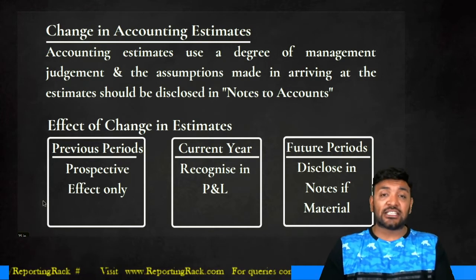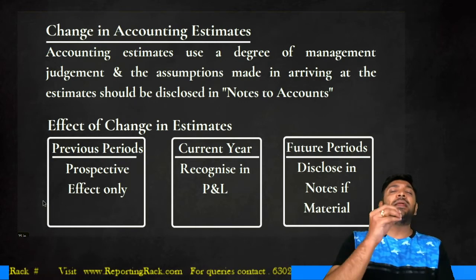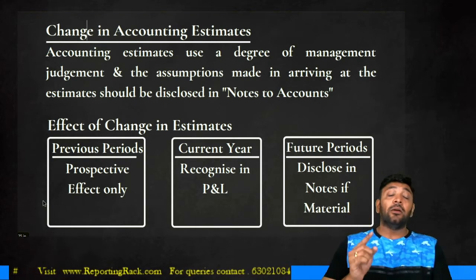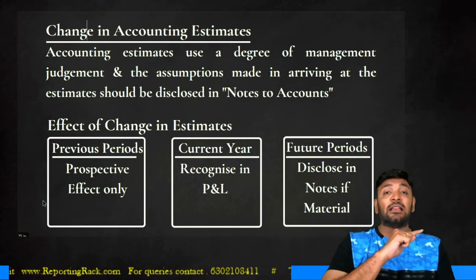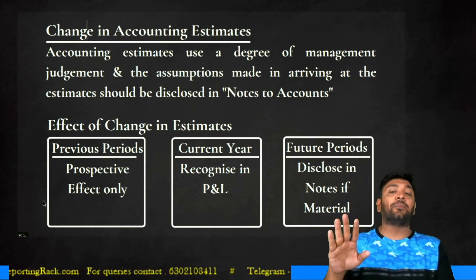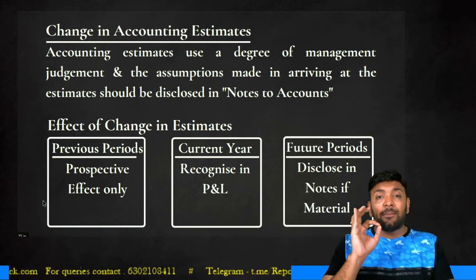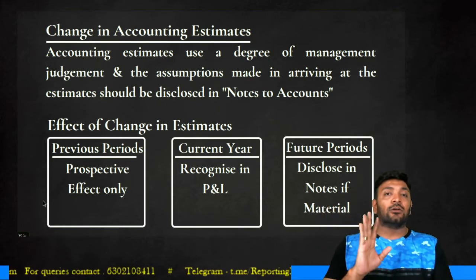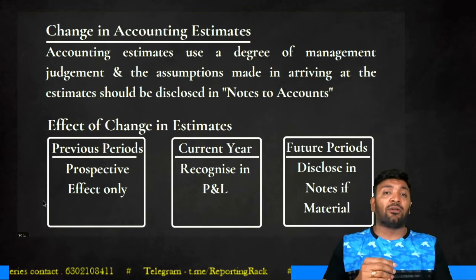If the estimate is changed and it affects only the current year, then you simply recognize it in the P&L. But if that estimate is changing even the estimates presented in the previous financial statements, I will not restate the previous financial statements. A change in accounting estimate should only be given a prospective effect. So from the date of change in estimate, I will only look at the subsequent periods.